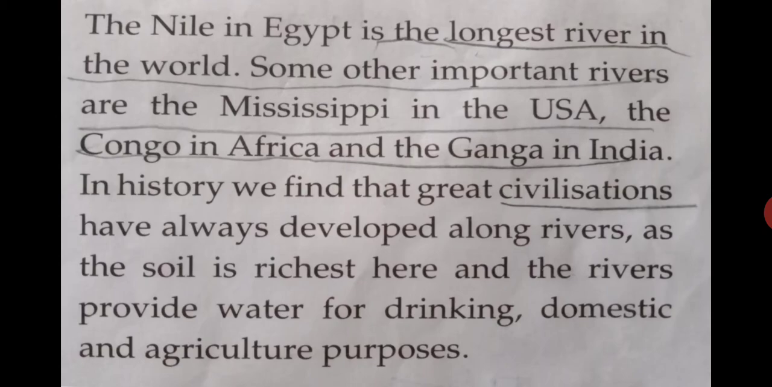Which is the longest river in the world? The Nile in Egypt is the longest river in the world. Some other important rivers are the Mississippi in the USA, the Congo in Africa, and the Ganga in India. In history, we find that great civilizations have always developed along rivers as the soil is richest here and the rivers provide water for drinking, domestic, and agriculture purposes.